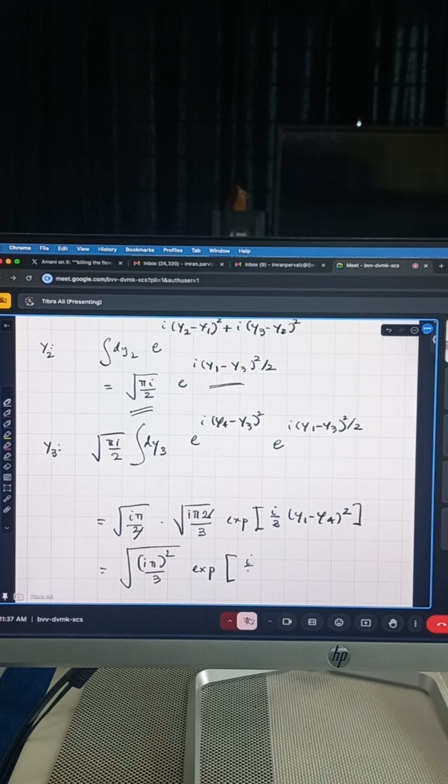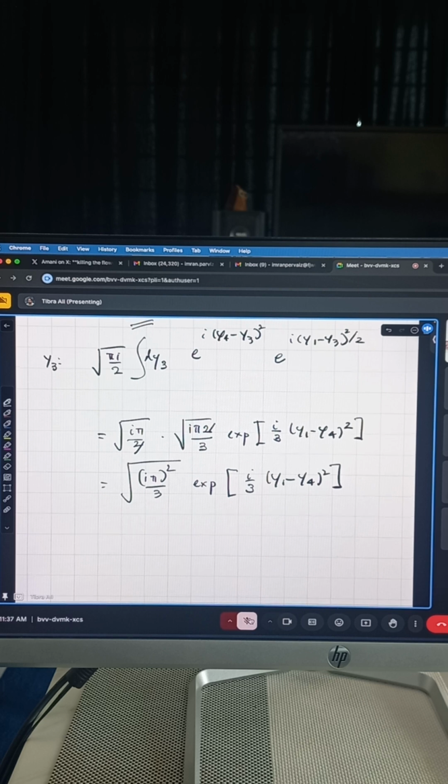There's a pattern emerging, so you can do one more. But after you have done the y n minus 1 integral, you'll get I pi to the power of the number of integrals you have done, which is n minus 2, divided by 2. And here you will get square root of n minus 1. And here you will get e to the power I, over n minus 1, y1 minus yn whole squared. So this is the result of the integral.